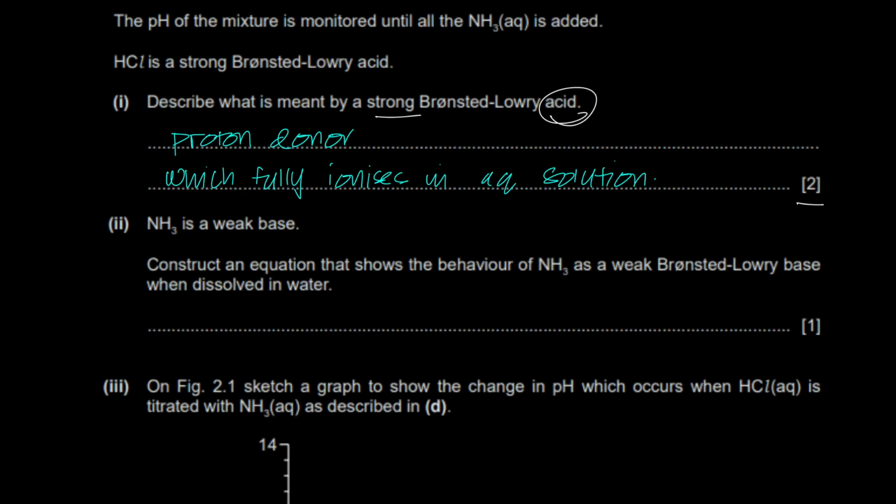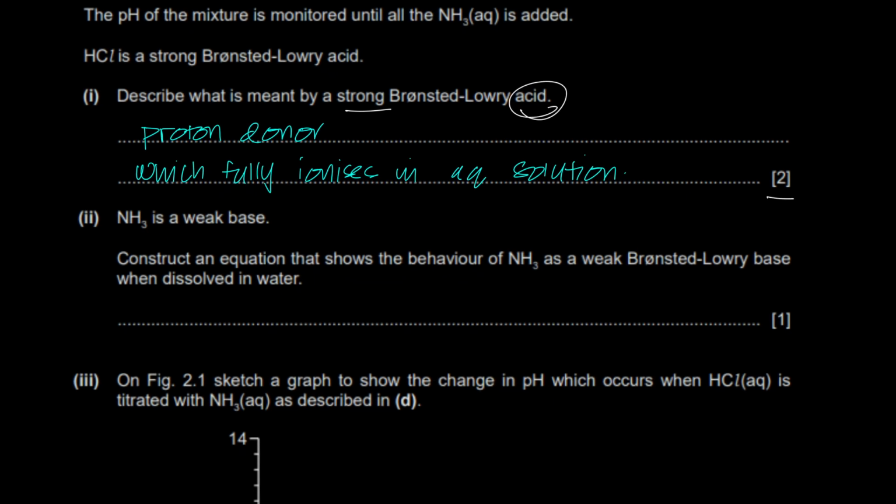Now NH3 is a weak base. Construct an equation that shows the behavior of NH3 as a weak base when dissolved in water. We know that NH3, when it reacts with water, what happens? Because it's a base, it's going to be a proton acceptor. It's going to accept a hydrogen ion and it will become ammonium ion. And what's going to be left behind? H2O gave a proton, so it's going to be left with OH⁻ ion right here. And does it say include state symbols? No, it doesn't.